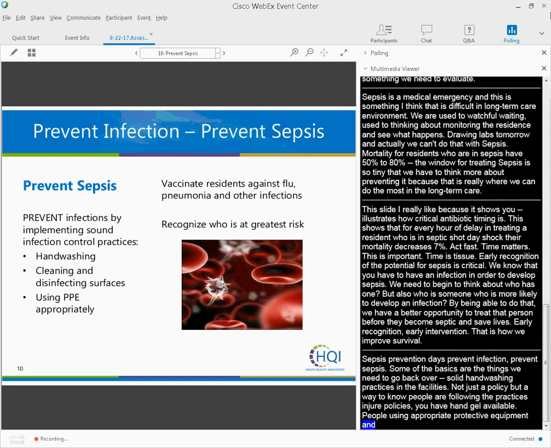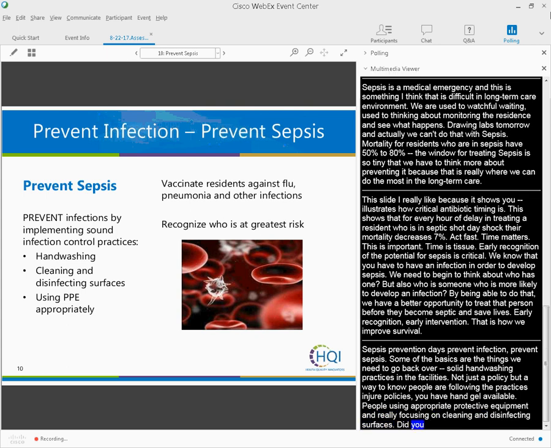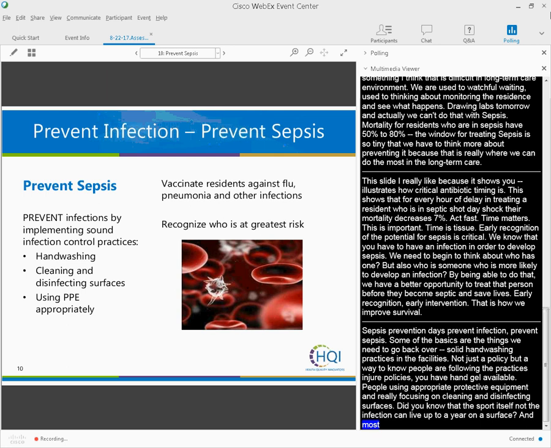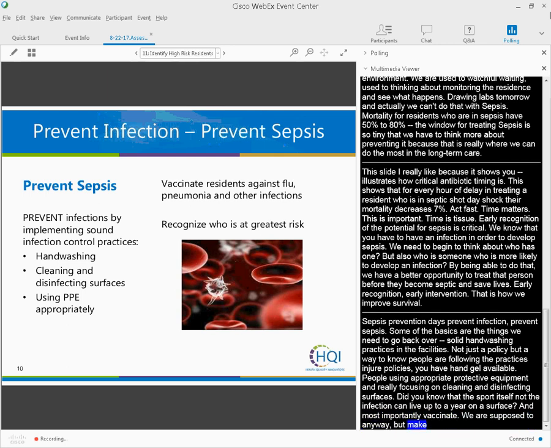surfaces. Did you know that a C. diff spore, the spore itself, not the infection, can actually live up to a year on a surface? And most importantly, vaccinate. We're supposed to anyway, but make sure your residents are vaccinated. That's one of the ways, again, to prevent sepsis.